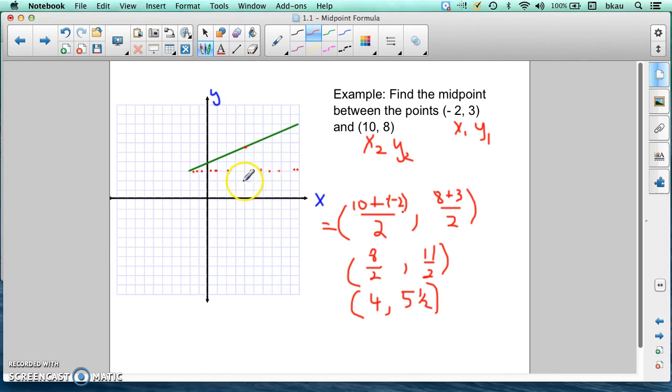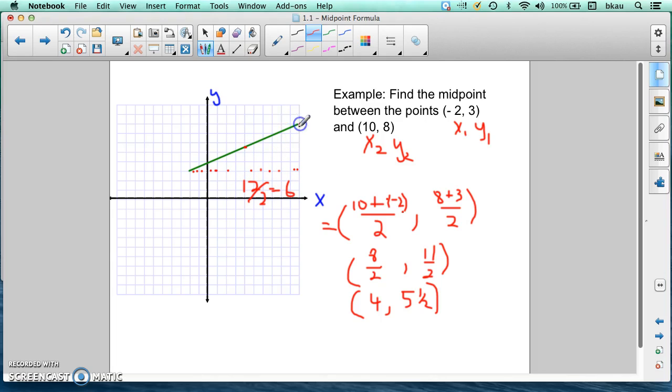So if we add 6 and we go this way, 6 units, because this whole line was 12 units, and half of that is 6. We can either go 6 from this end point or 6 from this end point. We're still going to end up at 4.